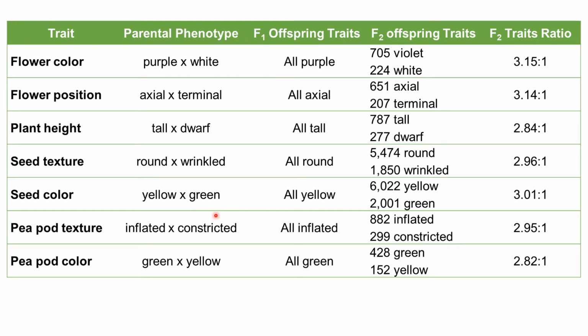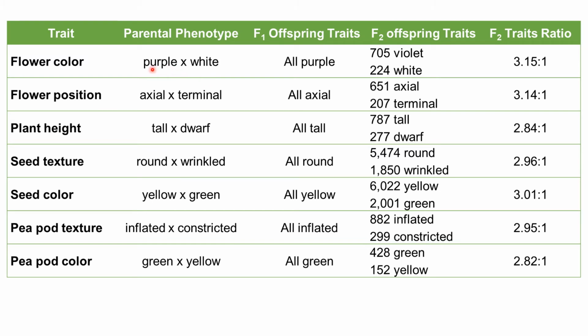Yung pinag-cross niya, yung lumabas, lahat ay yellow. So meaning, itong yellow na to, this is the dominant trait for seed color, while itong green, this is the recessive trait for seed color. And then, itong all yellow dito sa first generation na mga pea plant, pinag-cross niya sa isa't isa, and then ito yung lumabas, may lumabas na green, which is yun na yung recessive. So yun. So, all of these, itong parental phenotype, all of these are homozygous.